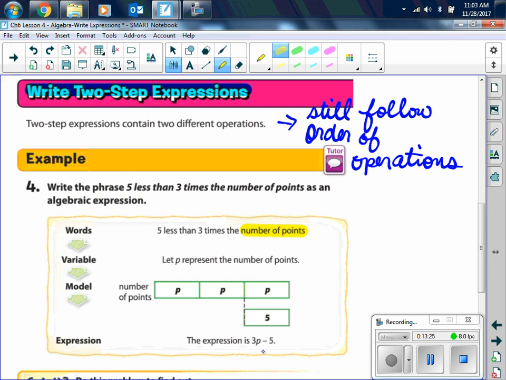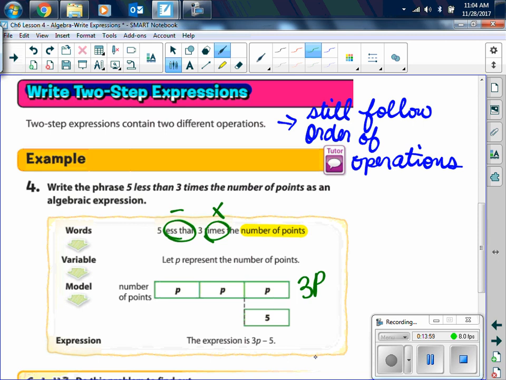Now, we want to follow our order of operations. So less means subtract, right? Times means multiply. So, what are we going to do first here? We're going to multiply 3 times the number of points. Is everybody with me? Yeah. So here is points. This represents 3p. 3 times the number of points.